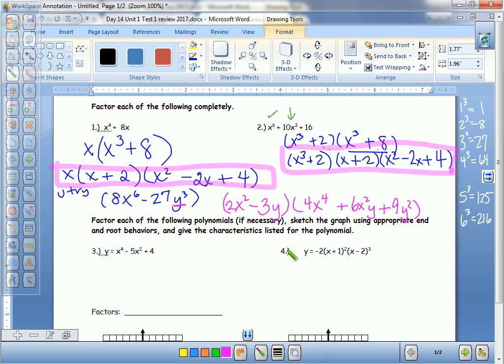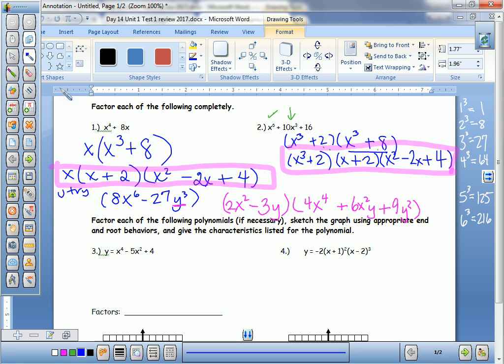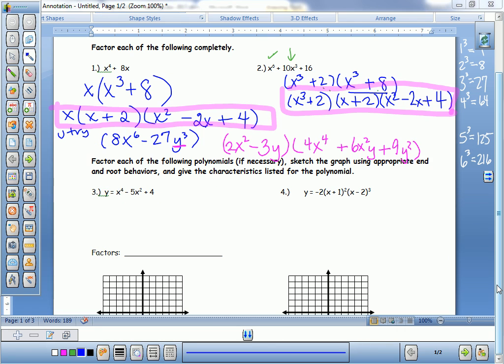Yes, ma'am. What if I just factored it the normal way? Okay, so let me come see what you did. It just may be that you need to take it a step further. Let me see. Yep.